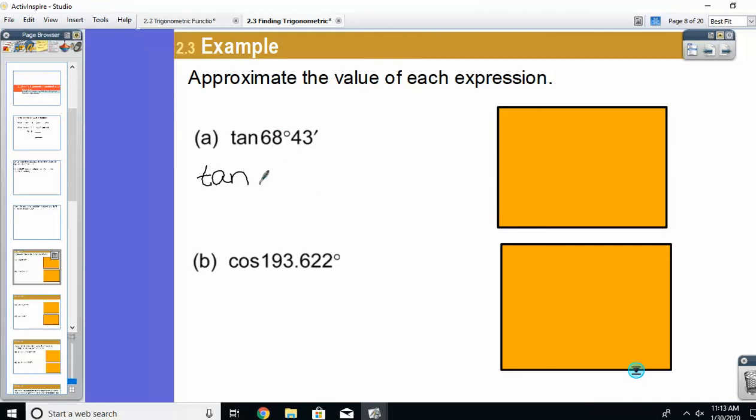And so if I have 68 degrees, 43 minutes, I'm going to do 68. How do we change minutes into decimal? So I'm going to type in 68 plus 43 divided by 60, and just close my parentheses. And you can put it all in at once that way, and get your final answer.